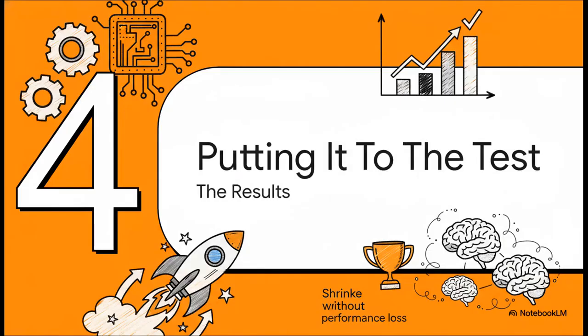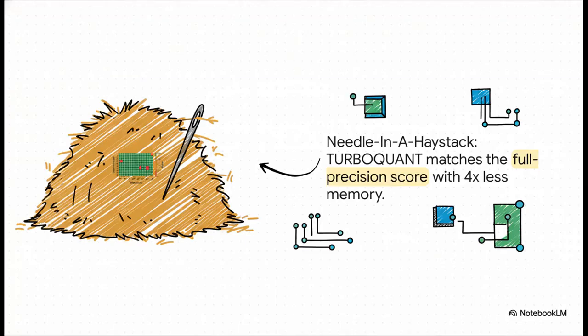So all this theory sounds great, right? But does it actually work in the real world? Well, let's take a look at the results. Check this out. This is the famous needle in a haystack test. You ask an AI to find one tiny, specific fact inside a huge document. On this chart, green means a perfect score. And as you can plainly see, TurboQuant gets it right every single time. It perfectly matches the original uncompressed model, all while using 4 times less memory. That's just an incredible result.